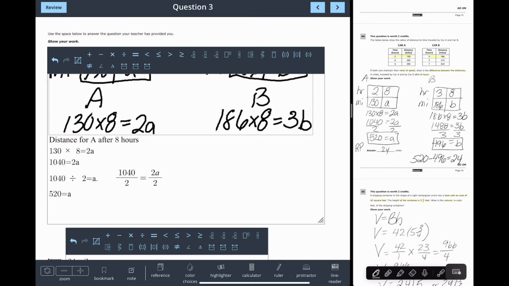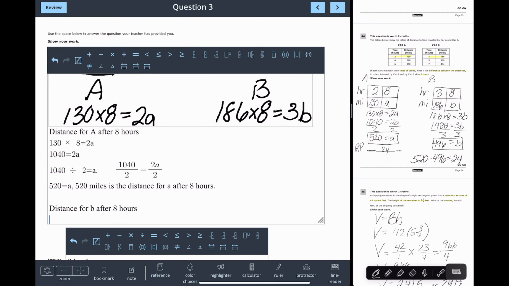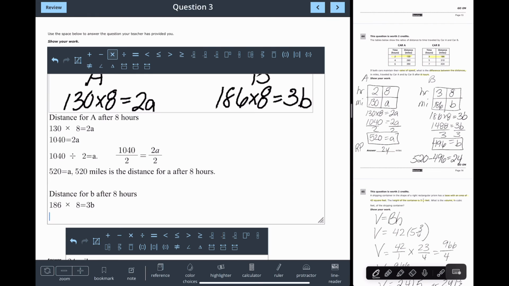We're going to do distance. Let's see, 520 miles is the distance for A after 8 hours. All right, distance for B after 8 hours. And then I got to do the same thing again. 186 times 8 is equal to 3b. 1488 is equal to 3b.